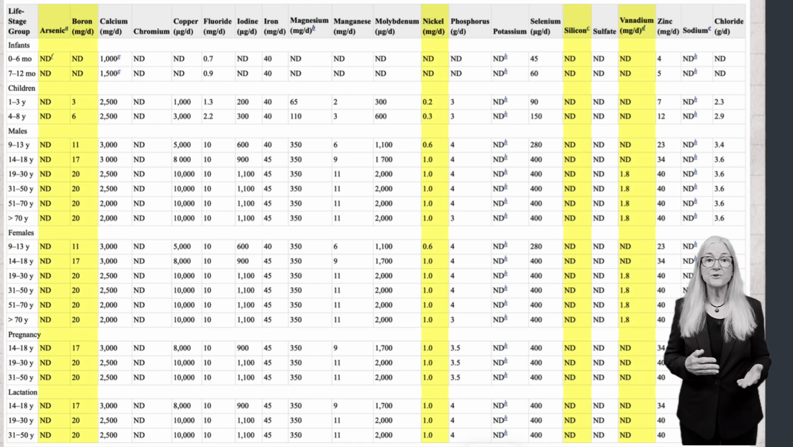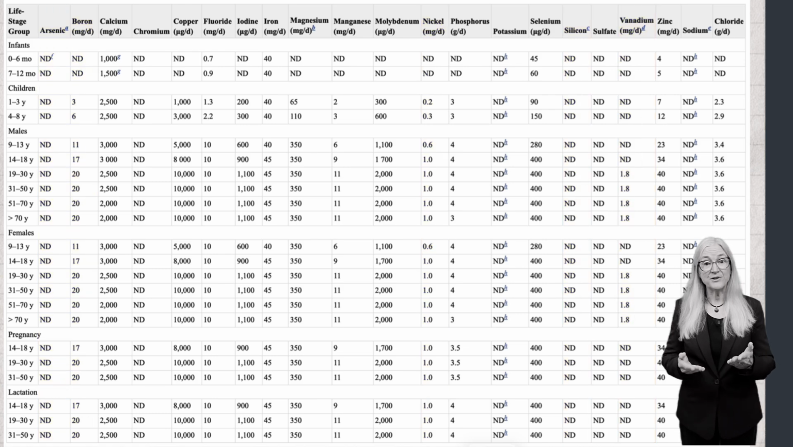Arsenic, boron, nickel, silicon, and vanadium are also new to this chart. Limited research data suggests that these might have beneficial roles in human health, but more study is needed. Upper levels have been set for 3 of these minerals. However, it is not recommended to seek them out as supplements.